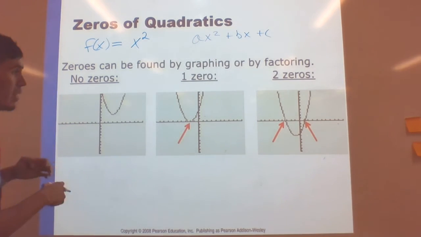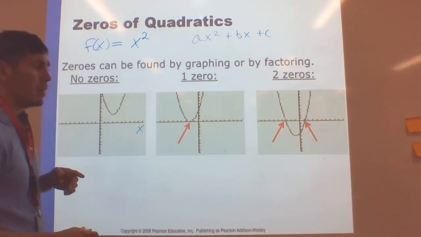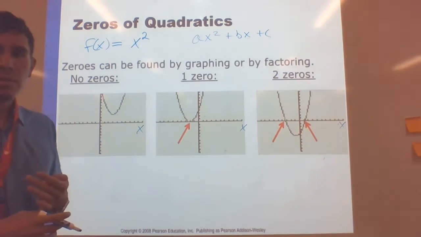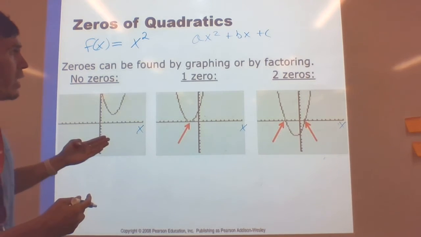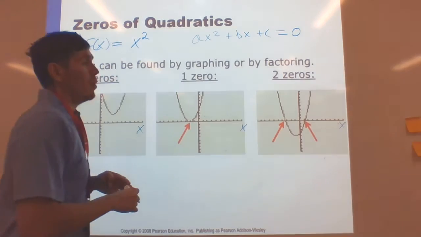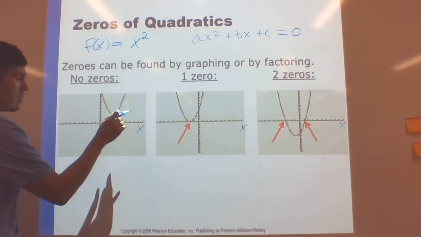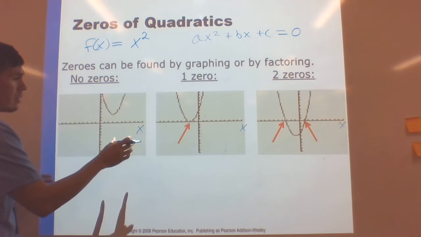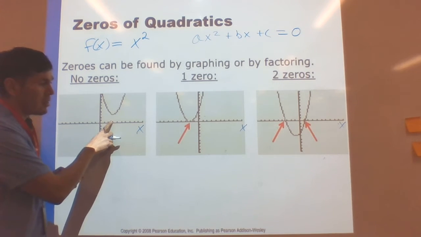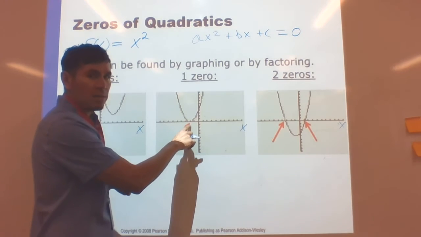Okay, so now we're talking about zeros. When you have parabolas, they can cross the x-axis. If they cross the x-axis, we're going to say that they have possible zeros. What do I mean by possible zeros? Well, when we set an equation equal to 0, I'm asking, does the parabola cross the x-axis? Then we have a zero. Here we don't cross the x-axis, we don't touch it, so here we have no zeros. Over here, it touches the x-axis, so we have 1 zero.